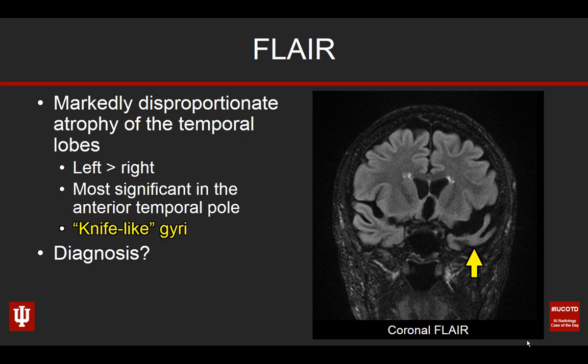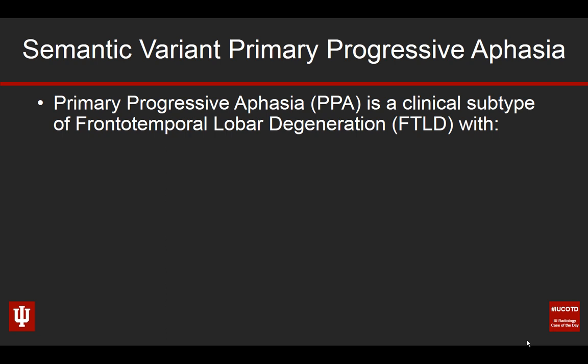So, put that all together: the clinical history, again, memory impairment, difficulty naming objects, difficulty eliciting the function of objects when asked by the neuropsychologist. What's the diagnosis in this case? So this is a patient with semantic variant primary progressive aphasia.